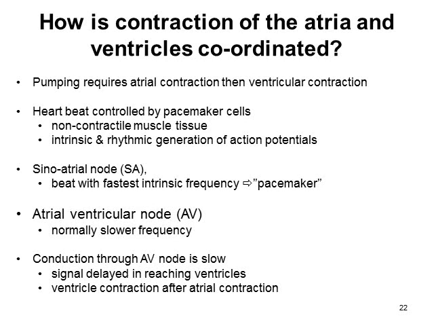The sinoatrial node actually beats with a faster intrinsic frequency, so this is traditionally what we refer to as the heart pacemaker itself. The atrioventricular node normally has a slower frequency. Because of this delay in the conduction through the AV node, the signal is delayed in reaching the ventricles, so the ventricles will contract after the atria have finished their contraction cycle.